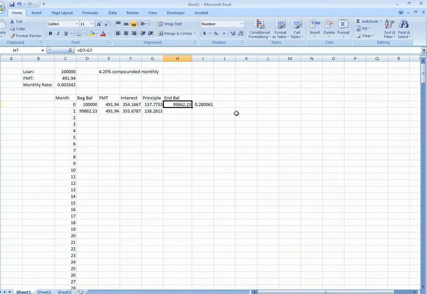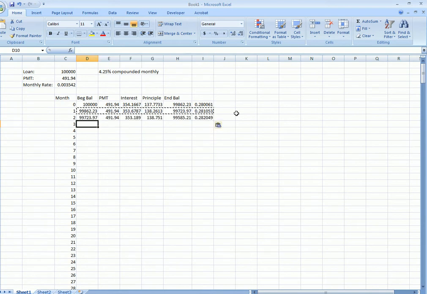And my ending balance, I'm going to copy that formula down since nothing's locked. And that takes away my current principal from the beginning balance of that month. And now you can see that we've dropped down the balance a little bit more. So the percentage should also go up a little bit, because now my percentage of principal of the entire payment goes up.